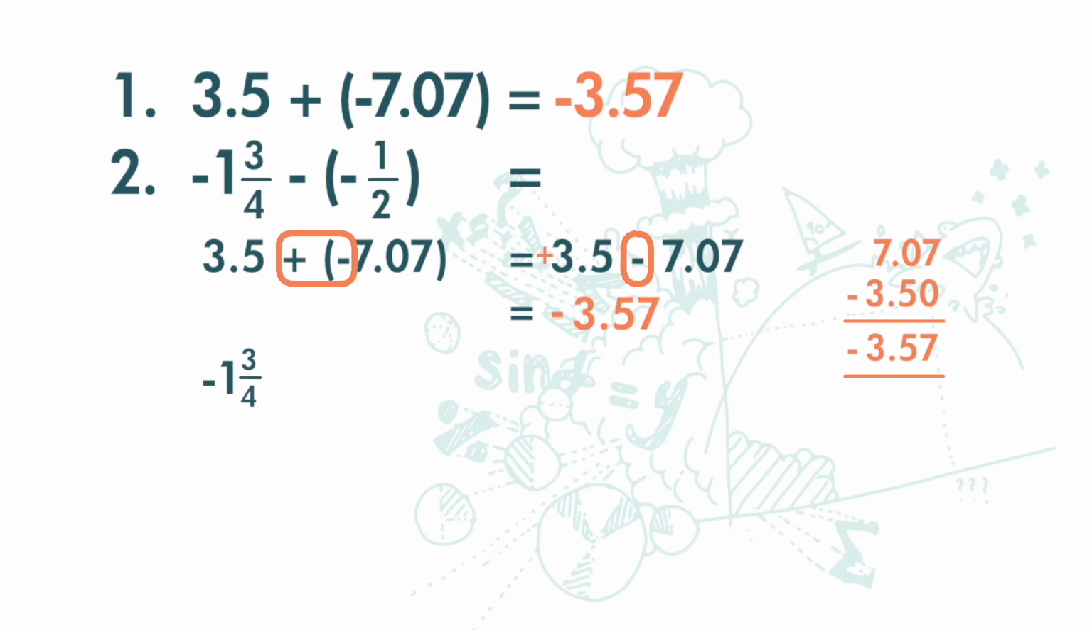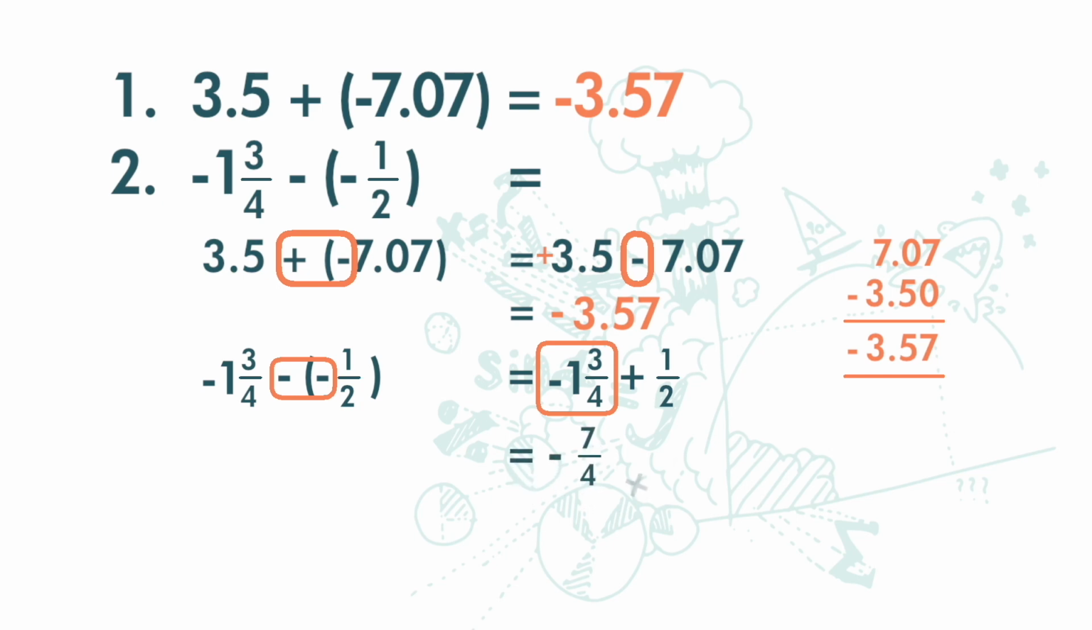-1 and 3 over 4 minus -1 over 2. Minus negative becomes plus. So we have -1 and 3 over 4 plus 1 over 2. Let's convert this mixed number to an improper fraction. So we have -7 over 4 plus 1 over 2. Next, we make the denominator, that's the number at the bottom, the same. So we have -7 over 4 plus 2 over 4.